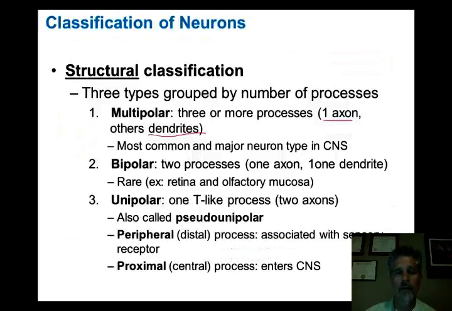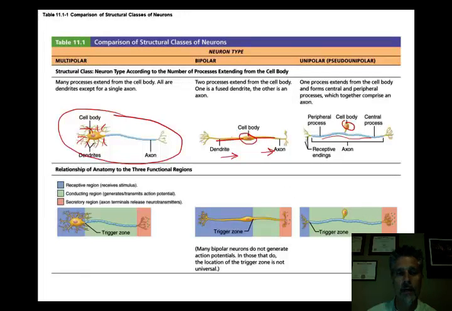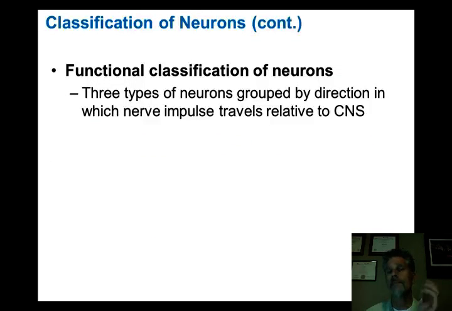So bipolar ones we find in unique places like in the eye and the olfactory. And then the unipolar ones, or sometimes they call them pseudo-unipolar ones, are usually associated with sensory receptors, etc. But they're very specialized as well. Okay, so those are three structural types, if you will, of neurons. So multipolar, bipolar, unipolar. Now, functional classes of neurons means they're all sending signals, but where are those signals going?